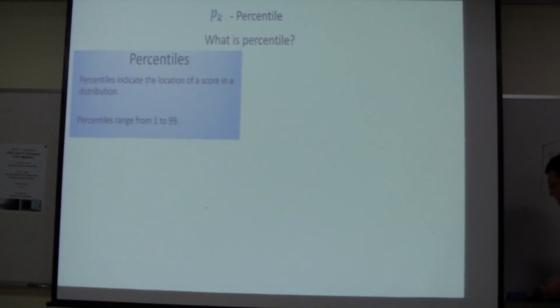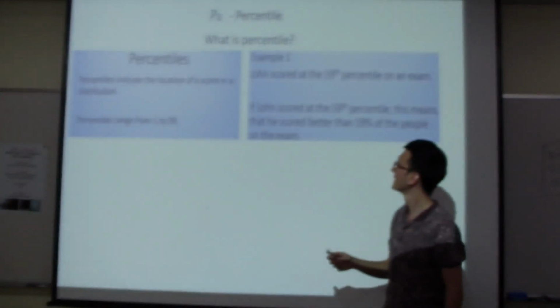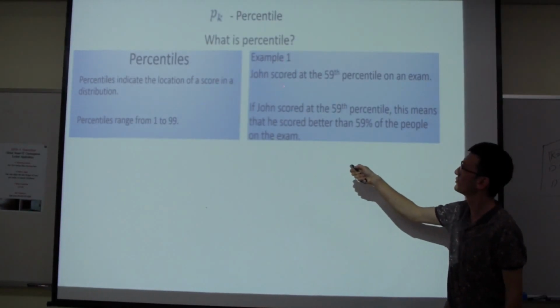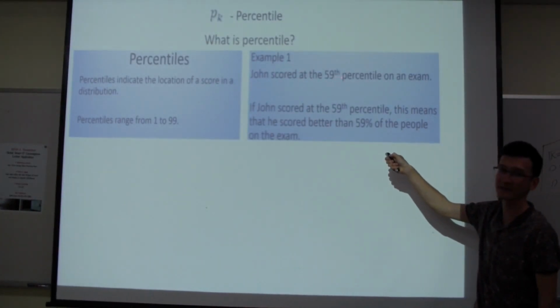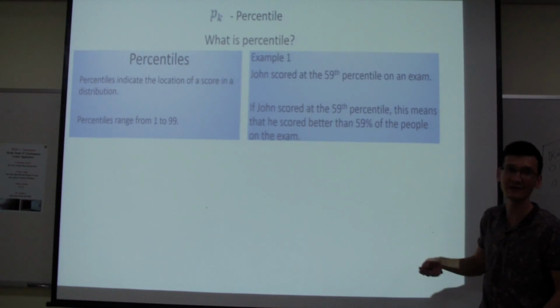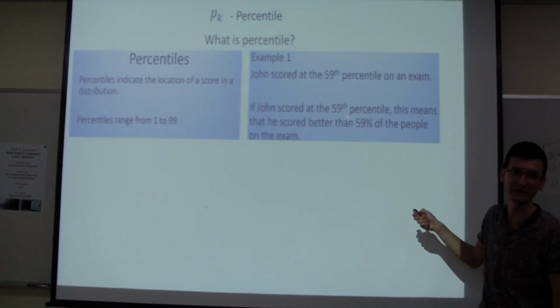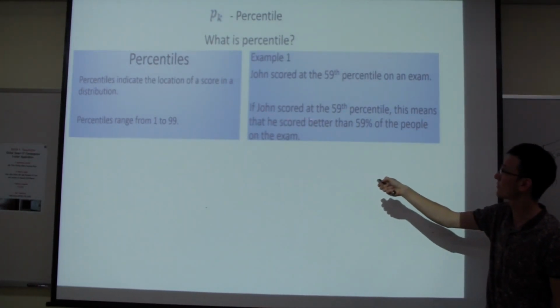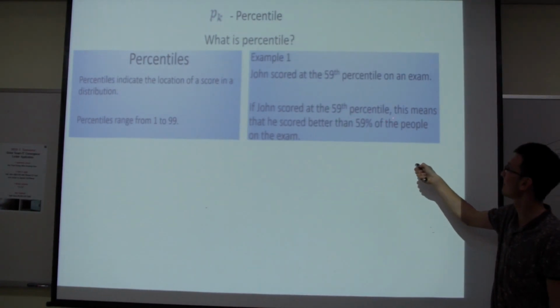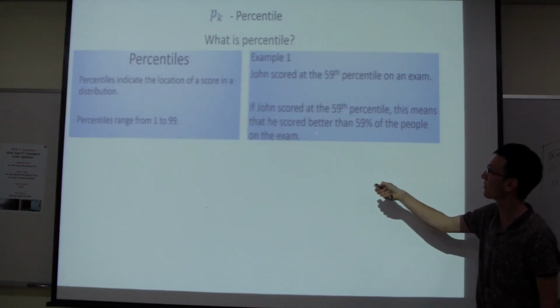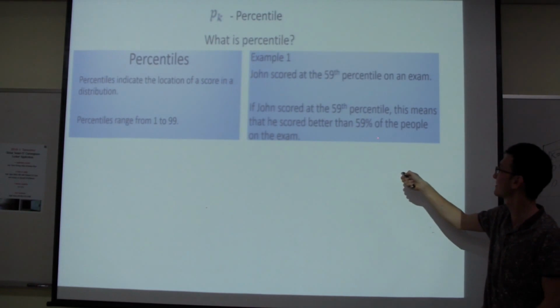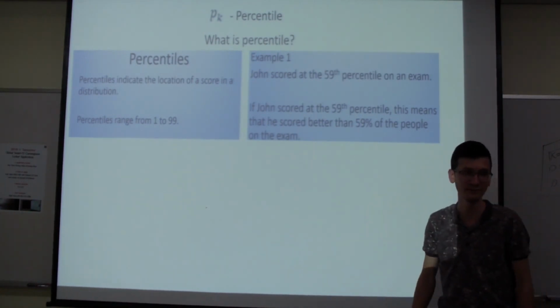Next, example first. John scored at the 59th percentile on an exam. What does it mean? 59th percentile. If John scored at the 59th percentile, this means that he scored better than 59% of the people on the exam.